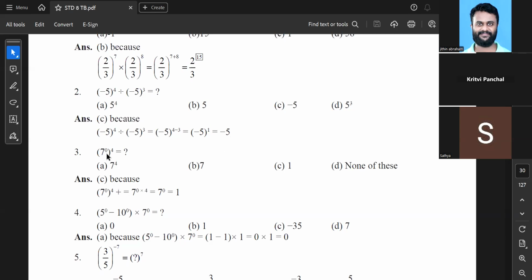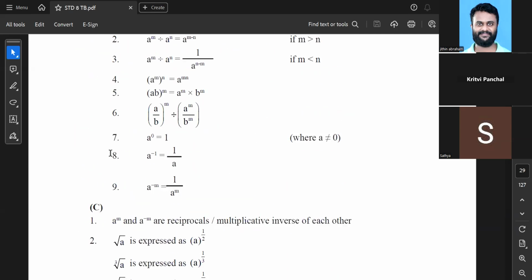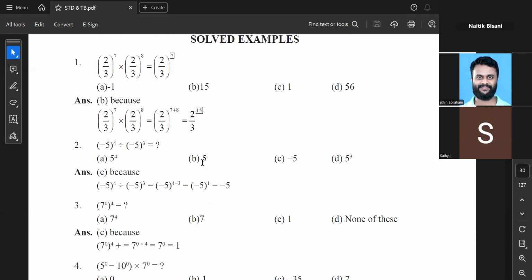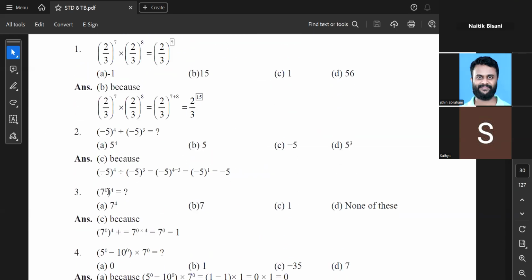Now, the third example, 7 raised to 0, then again raised to 4. As they have clearly mentioned in the fourth rule, a raised to m again raised to n, you have to multiply m and n. In this case, since 4 is the power of 7 raised to 0, you have to multiply 0 and 4. Here 4 into 0 becomes 0 only. And that gives you 7 raised to 0 itself. Anything raised to 0 gives 1. And hence the answer. Yes, Natik, tell me what's your query.